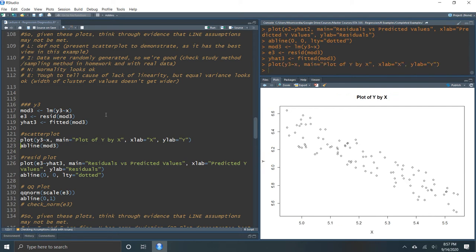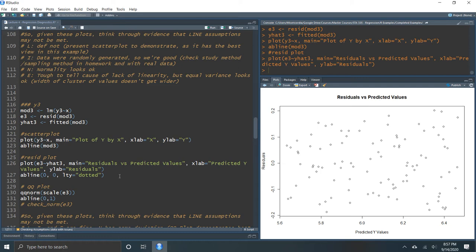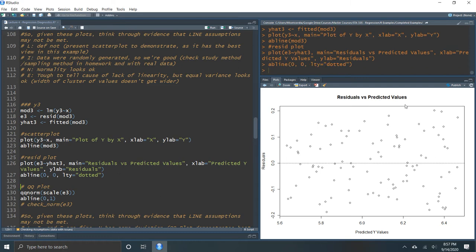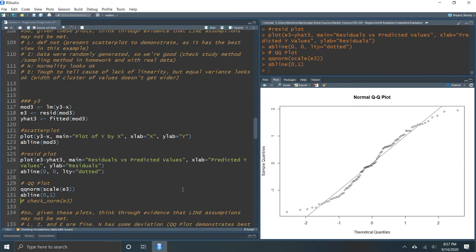So we have the scatter plot. Now this looks linear. I don't have any problems with this linearity, no outliers, so this looks fine. Residual plot. This looks great too, so I don't have any problems with homogeneity of variance, no linearity issues, no outlier issues. So this one looks fine. Here we go.